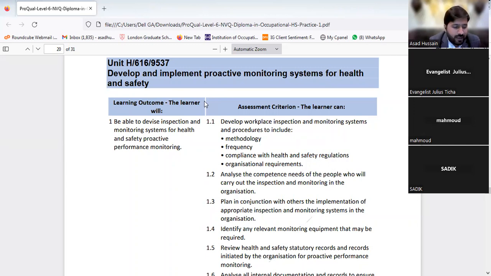Okay, fine. Now we have 1.4: identify any relevant monitoring equipment that may be required. Moving forward to this point, do remember, gentlemen, that it is not always enough just to observe things during our inspection process. If you are in the workplace just inspecting, doing direct observations, checking the documentation, or asking the workers, that is not quite enough.